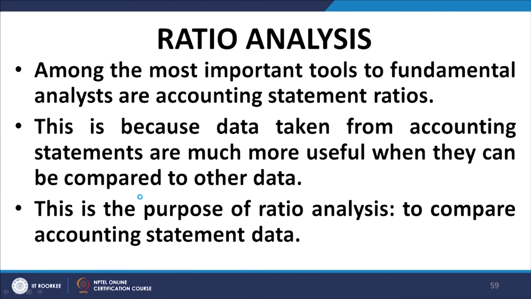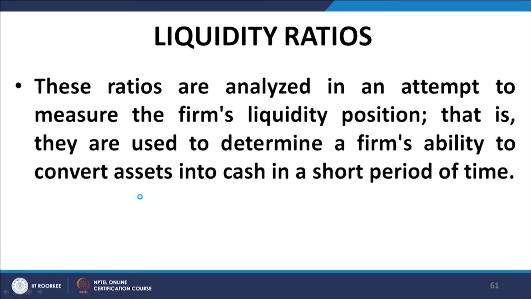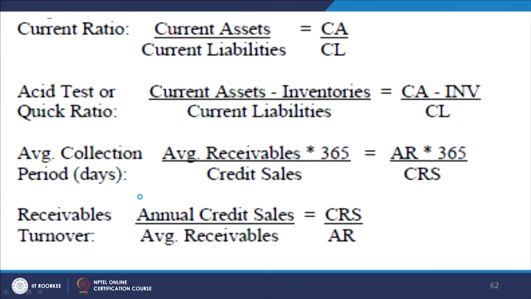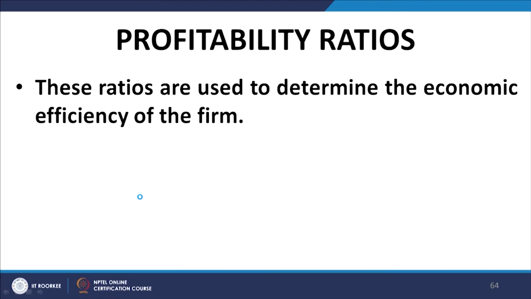Now, this is because data taken from accounting statements are much more useful when they are compared to other data. This is the purpose of ratio analysis, to compare accounting statement data. A financial ratio is simply one accounting statement value relative to another. Now, liquidity ratios, these are ratios which give you a feel about the liquidity position of the company. These include the current ratio, the acid test ratio, the quick ratio, average collection period, receivables turnover, duration of payables as well, inventory turnover, net working capital to total assets, these are also some more liquidity ratios.